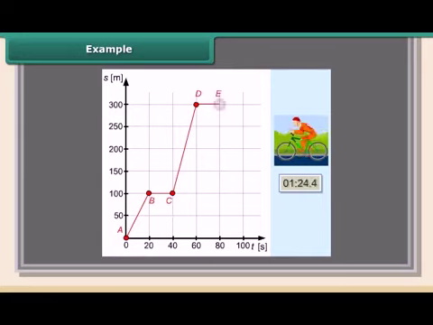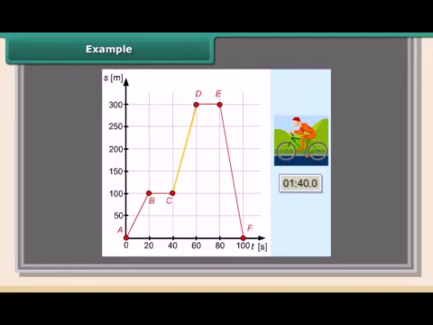The type of motion with which he was traveling along particular segments, his speed, the distance he covered, and even his direction of movement can be found. So from segment AB, we can discover that the cyclist covered a distance of 100 meters in 20 seconds, moving at a constant speed of 5 meters per second. Segment BC indicates that the cyclist stopped after having traveled a distance of 100 meters.